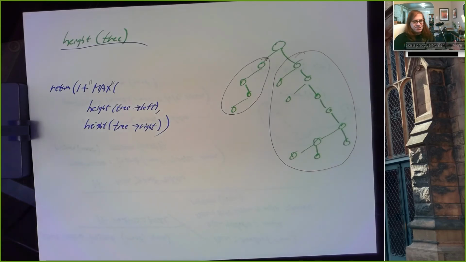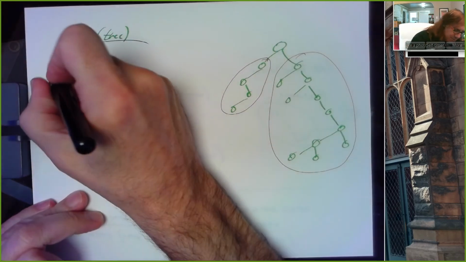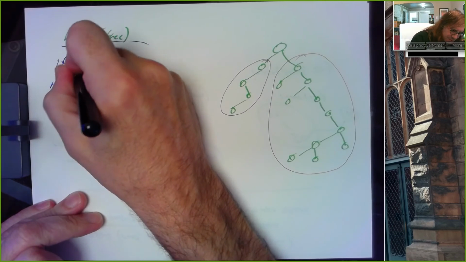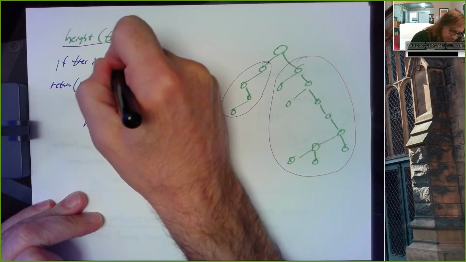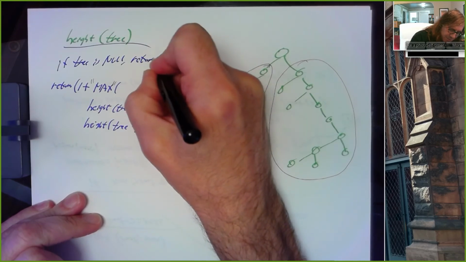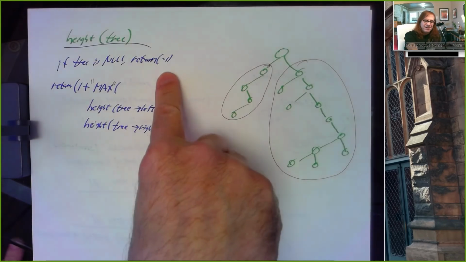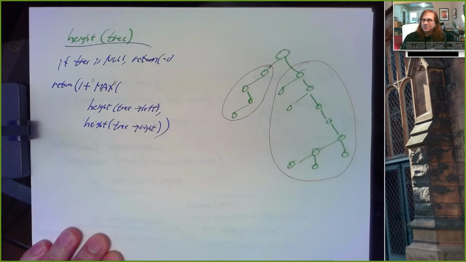The usual edge case is missing. If our tree is empty, we cannot look at the left or right subtrees. Those will segfault. So we have to explicitly handle the case where the tree is null. And remember, the height of an empty tree is -1. And that's one of the reasons we have the height of an empty tree defined to be -1, because it makes this algorithm work.